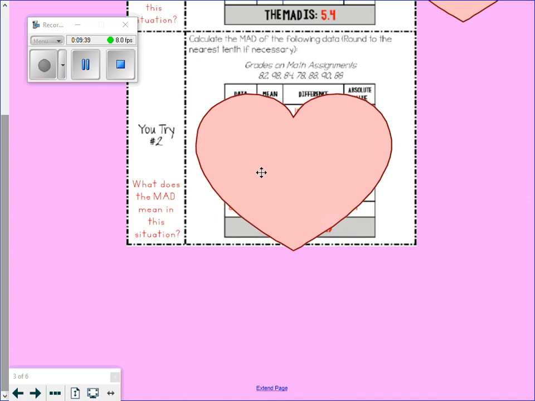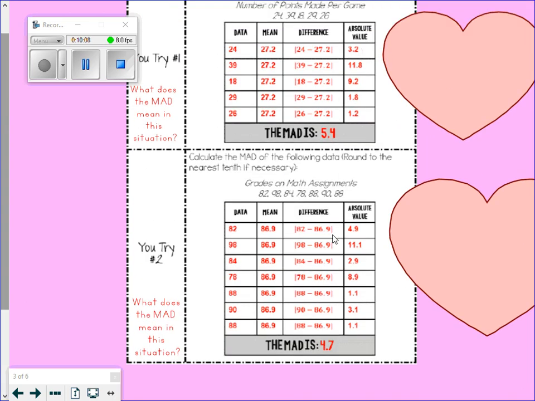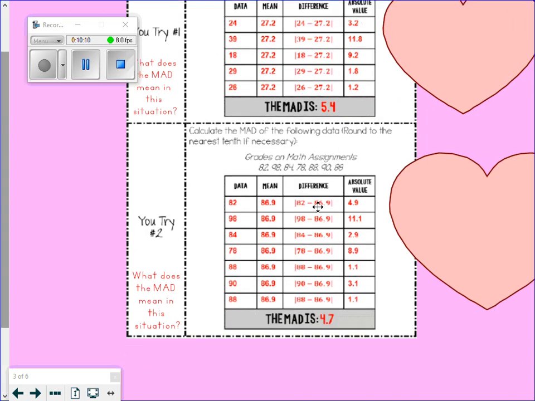Number 2, grades on math assignments. The mean absolute deviation is 4.7. Who wants to share what the mean absolute deviation means in this situation? The scores are 4.7 away from your average, right? So you can see how much it varies. The distance from the mean. So comparing these two, even though they're not related, which one has more consistent data values? Good. Example number 2. Good.